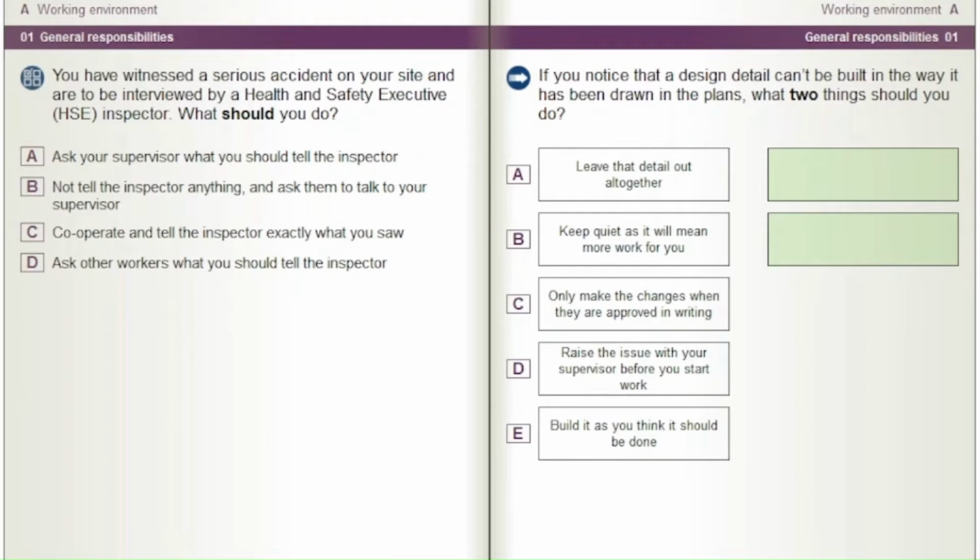If you notice that a design detail can't be built in the way it has been drawn in the plans, what two things should you do? Leave that detail out altogether. Keep quiet, as it will mean more work for you. Only make the changes when they are approved in writing. Raise the issue with your supervisor before you start work. Build it as you think it should be done.